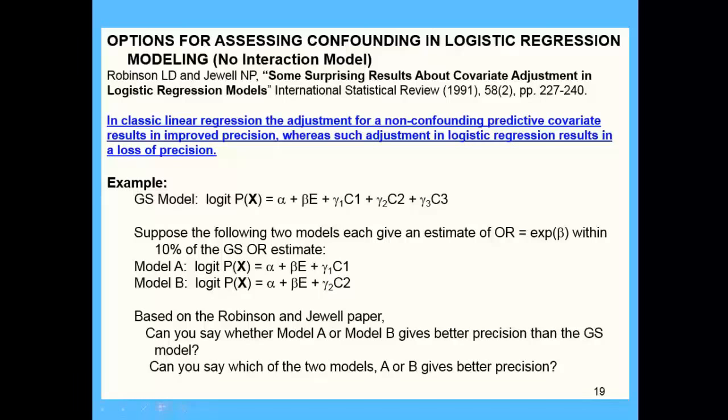And then I said, well, in any case, even if you had this rule and you wanted to determine between these two models, both of which control for confounding, how would you choose between these two models? That's what I said. Can you say whether model A or model B gives better precision than the gold standard model? Well, you can't. You just know that neither one of them has C3 in there. And which one is better? Well, I think you can say model A or model B gives better precision than the gold standard model because it doesn't have C3 in there. But how can you say which one is better?